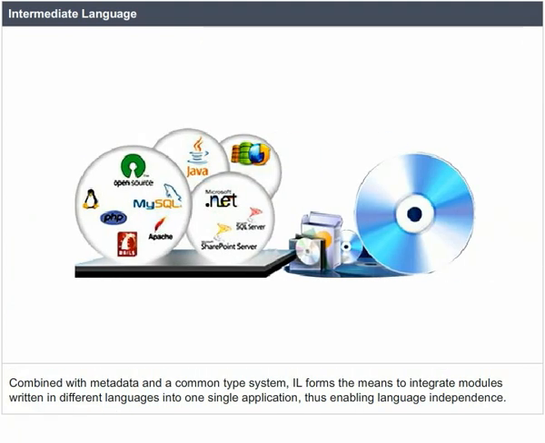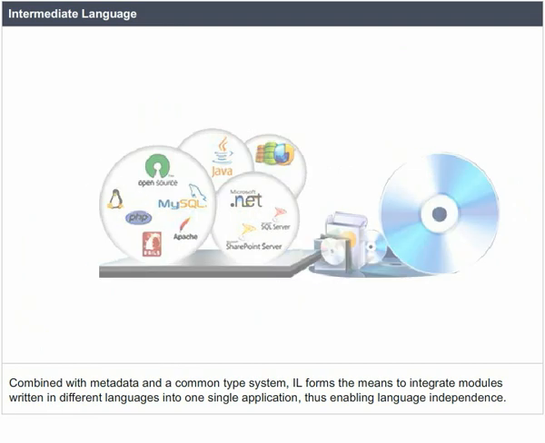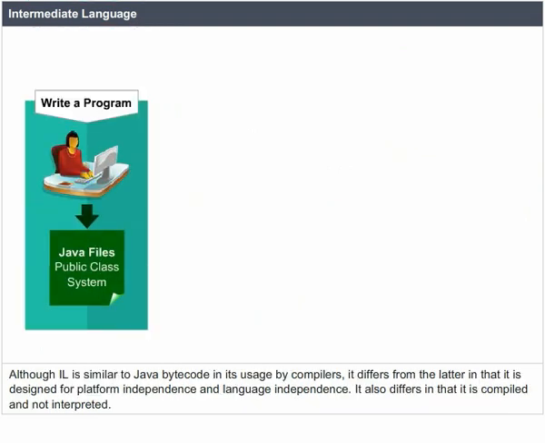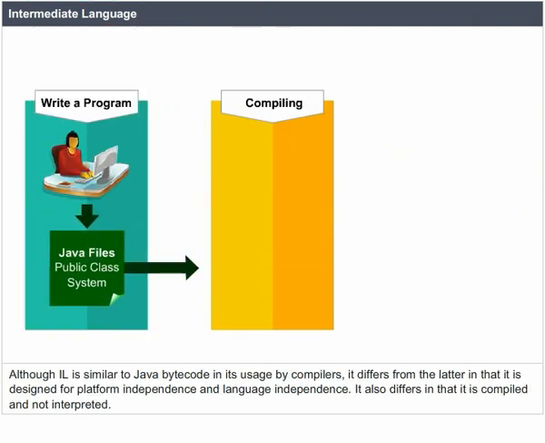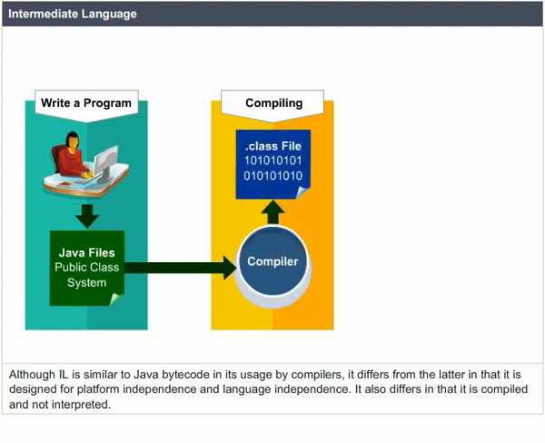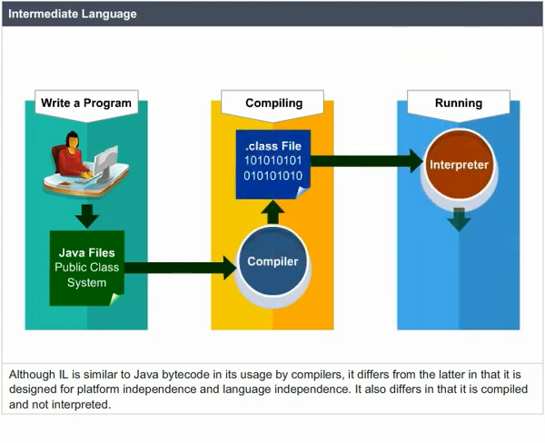Combined with metadata and a common type system, IL forms a means to integrate modules written in different languages into one single application, thus enabling language independence. Although IL is similar to Java bytecode in its usage by compilers, it differs from the latter in that it is designed for platform independence and language independence. It also differs in that it is compiled and not interpreted.